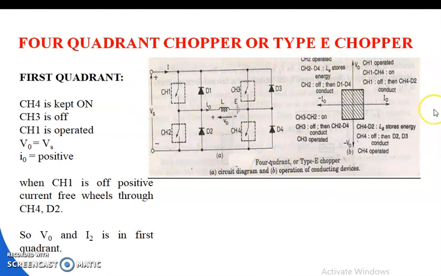So in the entire fourth quadrant operation, we can see that whenever CH1 and CH4 are on, V0 will be positive and I0 will be positive. And whenever CH4 and D2 are on, in that case also V0 and I0 are positive.